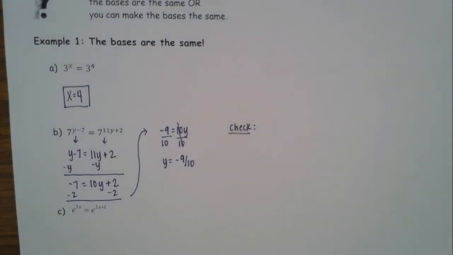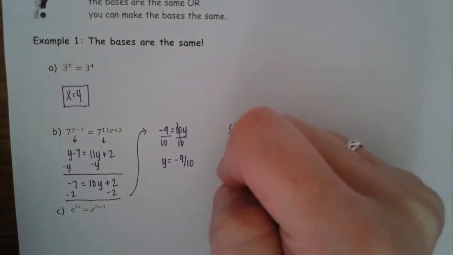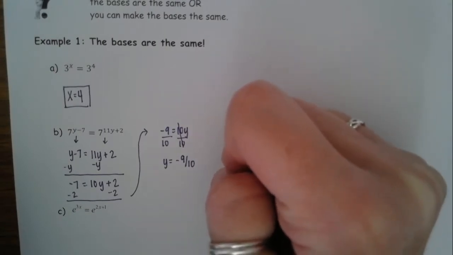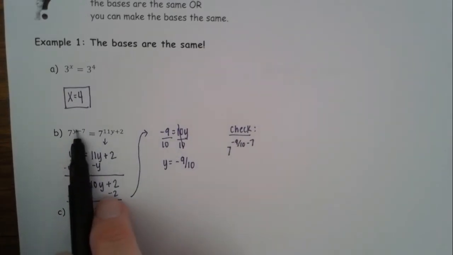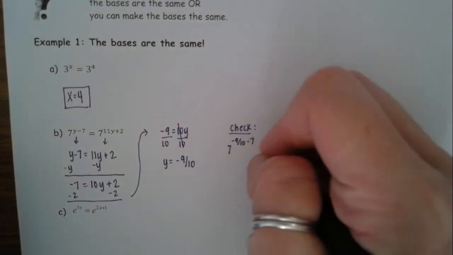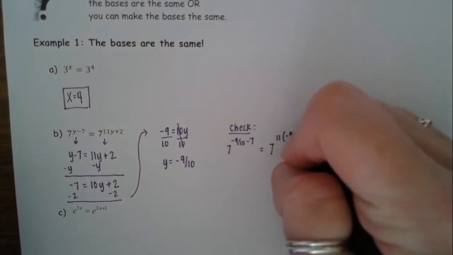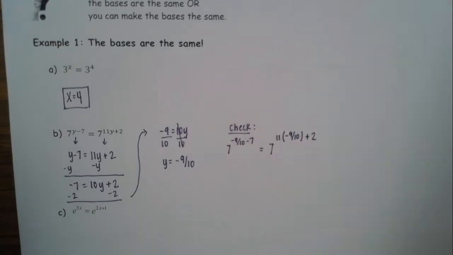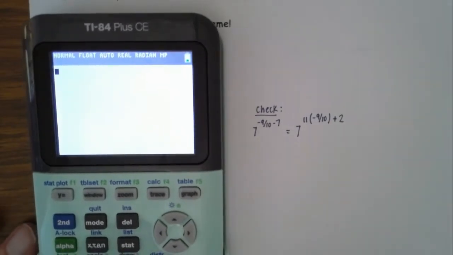So I'm going to do a little check step. On the left-hand side, I'm going to check to see, does 7 raised to the -9/10 minus 7, because I'm just going back and I'm replacing y with the -9/10 value, is that equal to when I take the 7 on the right-hand side and raise it to the 11 times -9/10 plus 2. So I'm going to use my calculator here to help me. I'm just going to type in this on the left-hand side. So 7 raised to the, I'm going to put that in parentheses, -9/10 minus 7.